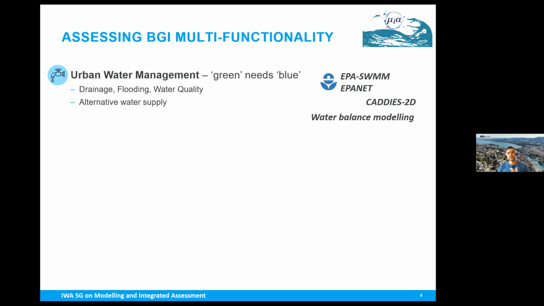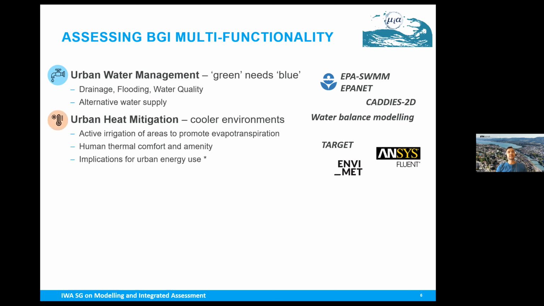And so over the last few years, we've been looking at using models like EPA SWMM or EPANET even to look at the water supply impacts as well. And even just simple water balance modeling or simple flood models to get a spatial sense of what's happening across the urban areas. On the other hand, we also delved into urban heat mitigation, creating cooler environments.